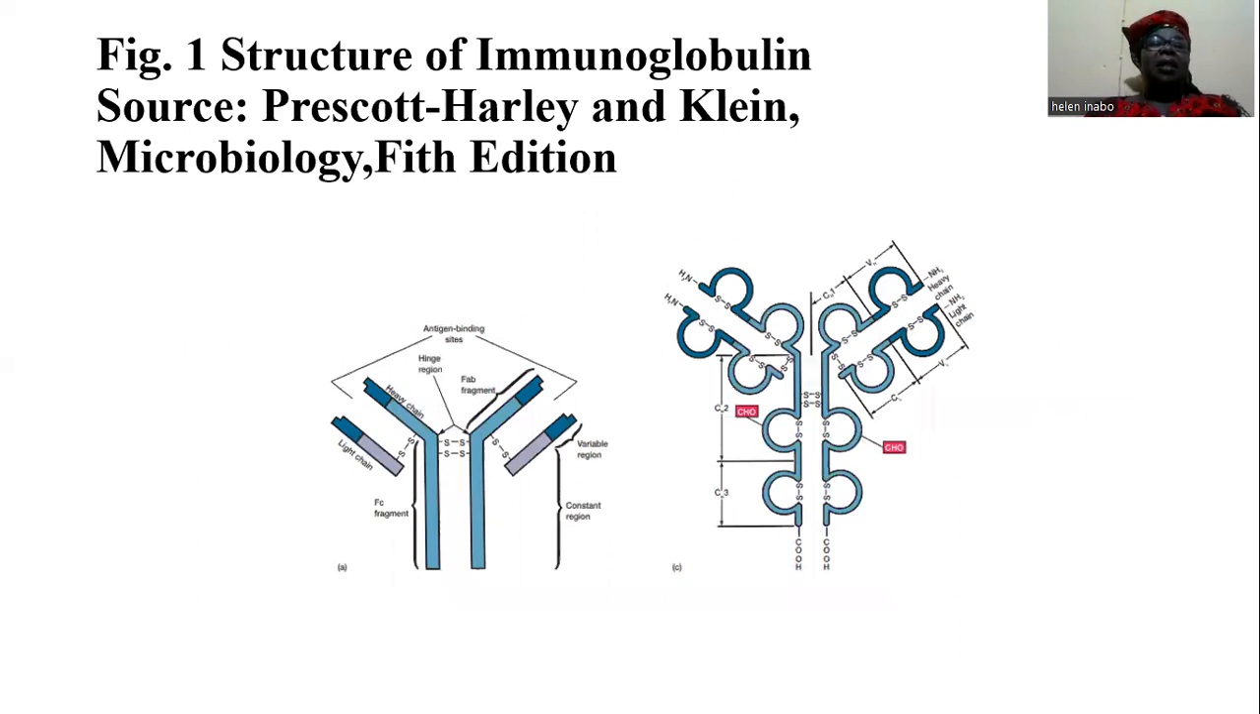Here is the basic structure of the immunoglobulin, consisting of 4 polypeptide chains. I have the 2 light chains and then the 2 heavy chains. These 4 polypeptide chains are joined together by disulfide bonds. Here you have the antigen binding sites, and the hinge region gives flexibility to the antibody molecule, enabling it to either close in or widen.